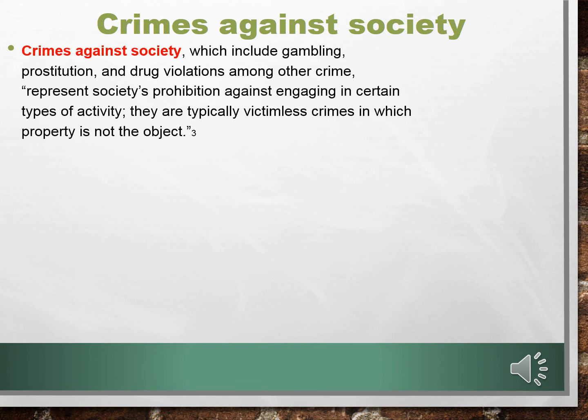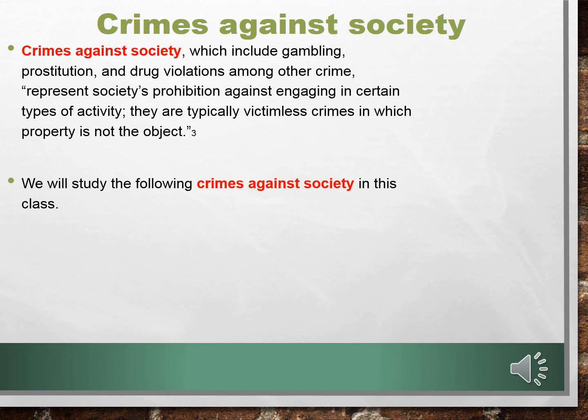What does all of this mean? This is people versus the norms of society. Society says you can't do these things, and because of this, most of these crimes are mala prohibita crimes.